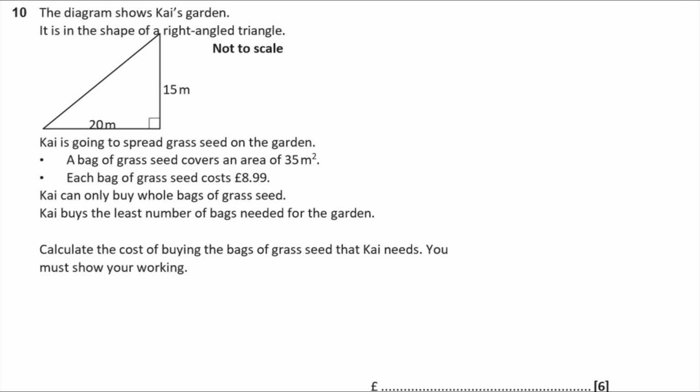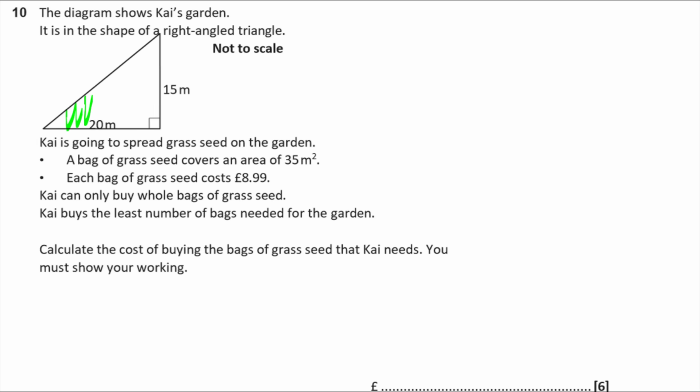Question 10. The diagram shows Kai's garden. It's in the shape of a right angle triangle. Kai is going to spread grass seed on the garden. A bag of grass seed covers an area of 35 square meters. Each bag of grass seed costs £8.99. Kai can only buy whole bags of grass seeds. Kai buys the least number of bags he needs for the garden. Calculate the cost of buying the bags of grass seeds that Kai needs. You must show your working.